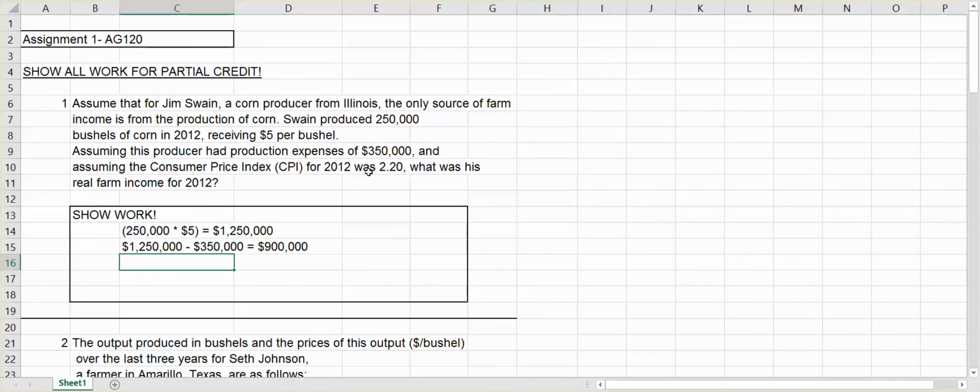Let's assume that the price index is 2.2. So my last step would be to take the 900,000 divided by the price index of 2.2. So therefore my real farm income is $600,000.